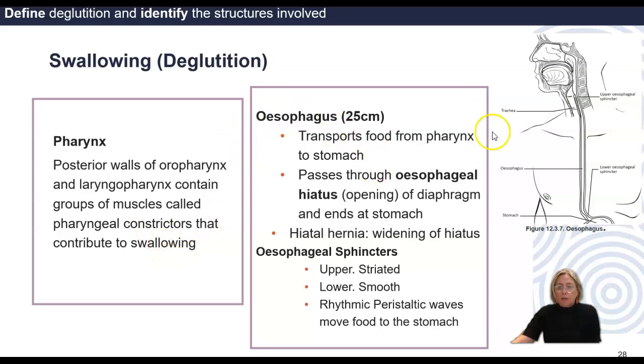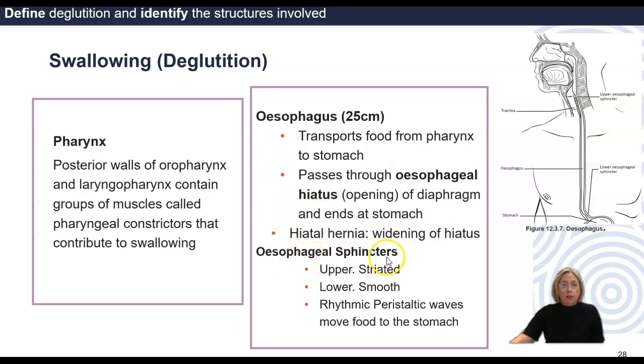The esophagus itself is this straight tube that's about 25 centimeters long, and it transports food from the pharynx to the stomach. The esophagus passes through the diaphragm, through this esophageal hiatus, which is this opening, and it ends at the stomach. And a hiatal hernia, which does occur in some people, is due to a widening of this hiatus. When you do have a hiatal hernia, that can allow for gastric reflux to occur.